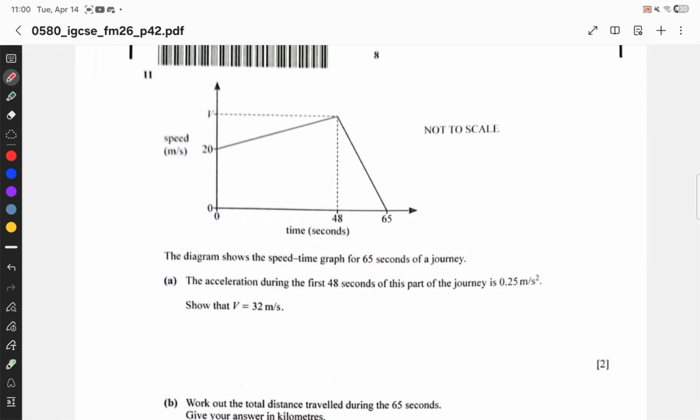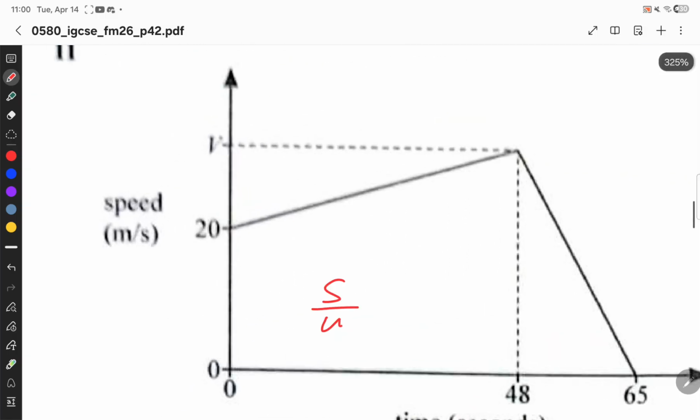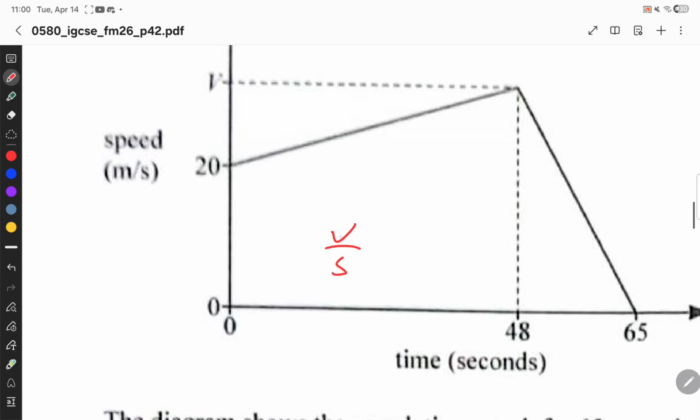Moving on. Acceleration during the first 28 seconds of this part of the journey is 0.25 meters a second squared. Show that v is equal to 32 meters a second. Now, what is acceleration in a speed-time graph? It is v over t is equal to a.